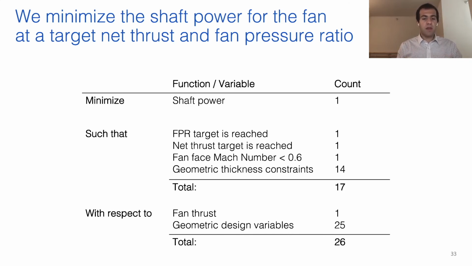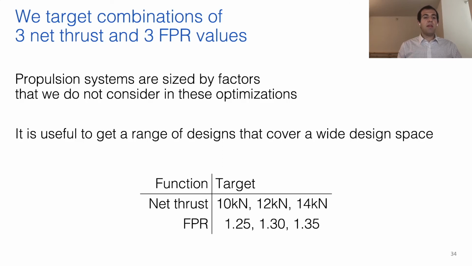And we optimize the design using design variables. We optimize the design by changing the fan thrust and the geometric design variables. And with these optimizations, we target combinations of 3 net thrust and 3 fan pressure ratio values.